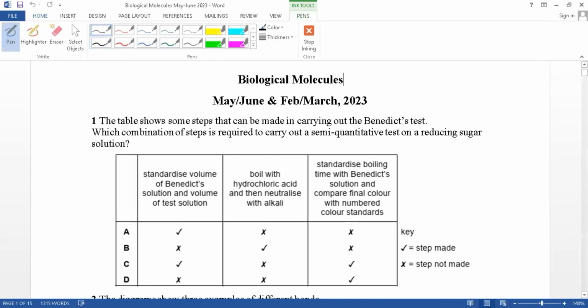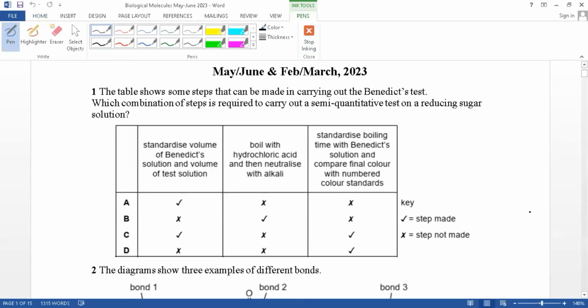Now you can see this first question. The table shows some steps that can be made in carrying out the Benedict test. Which combination of steps is required to carry out a semi-quantitative test on a reducing sugar solution? You know what a semi-quantitative test is, in which you can partially estimate the concentration of glucose in a solution, or the concentration of reducing sugar in a solution.